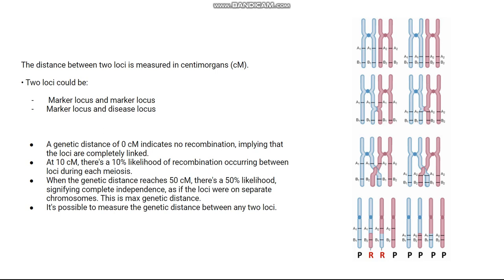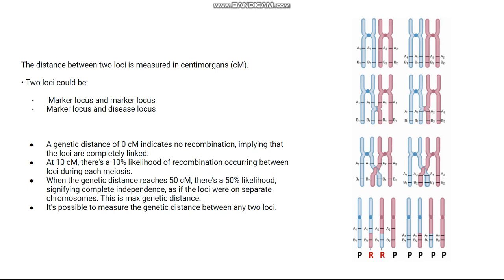And of course you have a couple of terms. You have complete linkage, incomplete linkage, and independent assortment, and I'm assuming you already know this. But to put it lightly, the distance between two loci is measured in something we call centimorgans. Basically, 1 centimorgan means a recombination frequency of 1%.